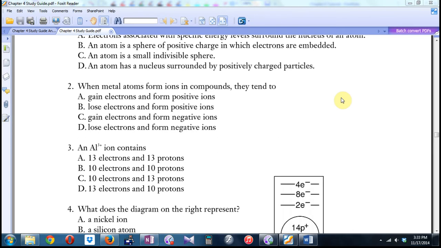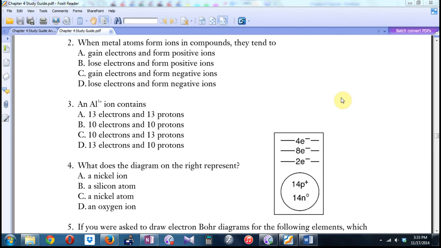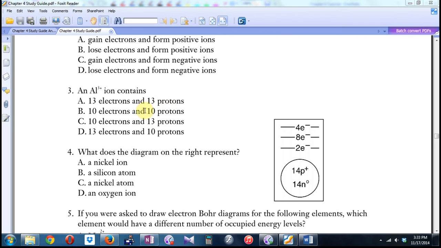You guys with me? Good. Okay. Something like number 3 is nice, although this would make a nice chart question as well. I would have no problem giving you in a chart an aluminum atom, an aluminum ion, how many protons, how many neutrons, how many electrons. First of all, in an aluminum atom, how many protons? Thirteen, okay? How many electrons in an aluminum atom? 13, okay? In an atom, it's the same.